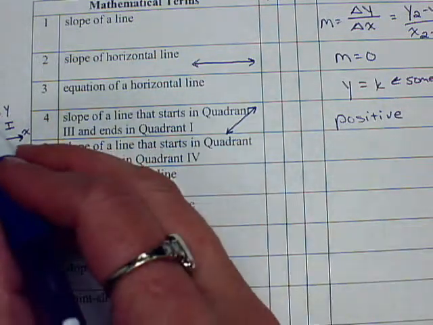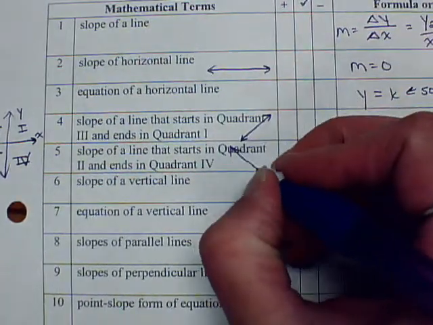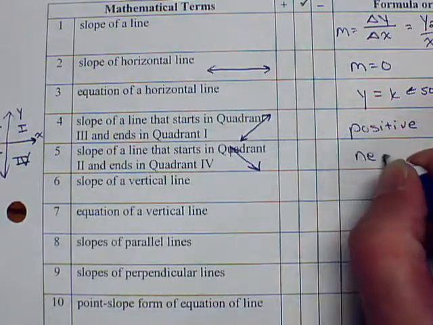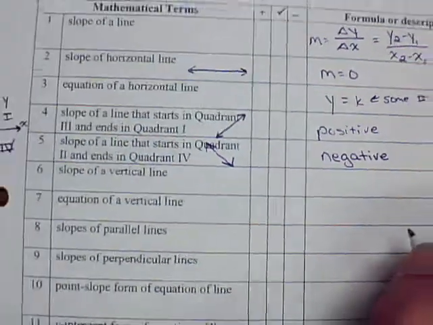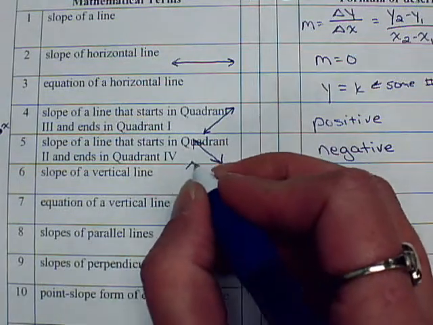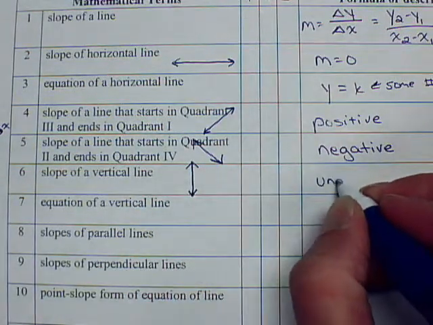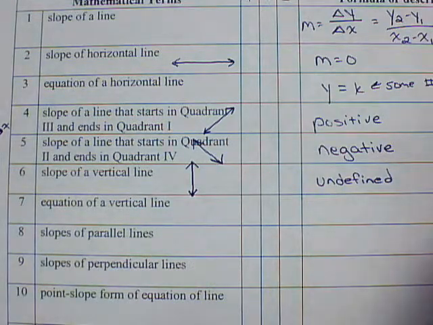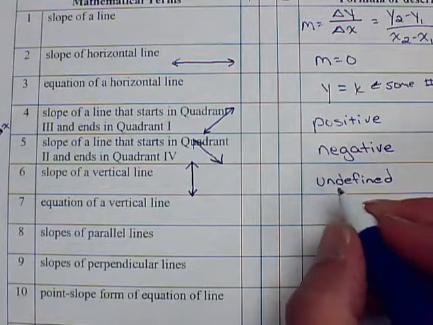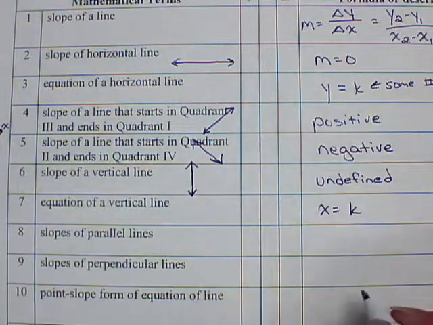Slope of a line that starts in quadrant 2 and goes to 4 would mean it starts up here and goes down, so that's negative slope. Slope of a vertical line. That is actually undefined. The equation of a vertical line is x equals some number.